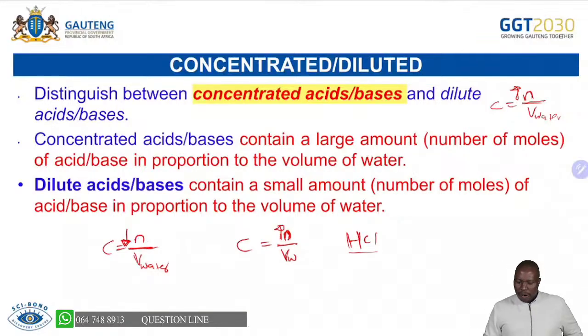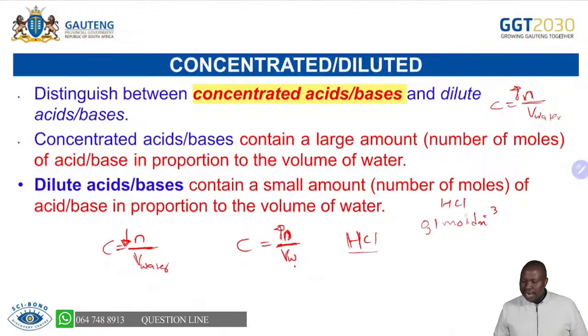So when you say concentrated, we're saying it's a large number of moles of a substance, an acid or a base, in proportion to the volume of water. When we say dilute, it means we have fewer moles in proportion to the volume of water. It means we have more water added. When we have less water or no water added, we say that is concentrated. There's a question we like to ask: if we give you 0.1 moles per cubic decimeter of HCl, is it dilute or concentrated? So you will see that 0.1 is when you have 1 over 10. 1 over 10 gives you 0.1.